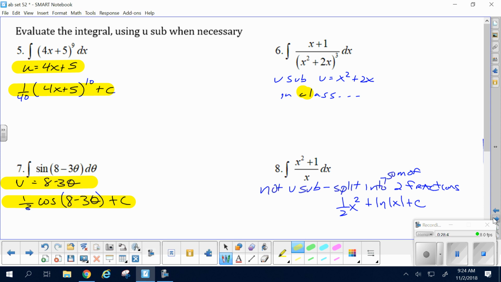This is just like we talked about here. Number 8, this could be split. If you put those separately as x squared over x plus 1 over x, then anti-differentiate. That's the key there. 1/2 x squared plus natural log of x plus C. It was not a u-sub. Okay.